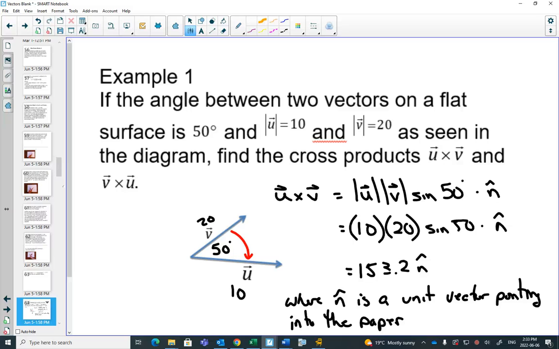So really, the length of the vector is shown by the number in front. So we have to somehow say that this one is pointing into the paper. And if it was coming towards us, we would say it's pointing out of the paper. It feels like there should be a formal math word for towards you and away from you, but that's all we got.